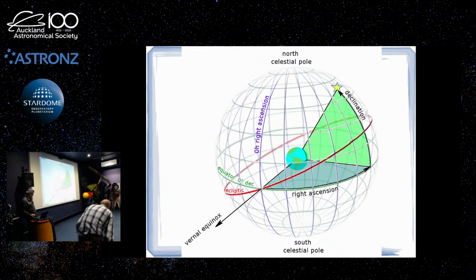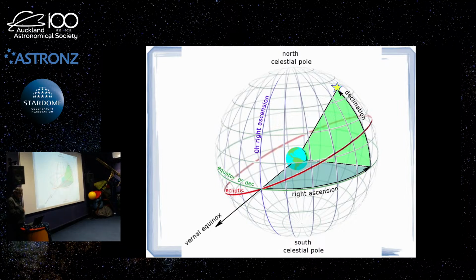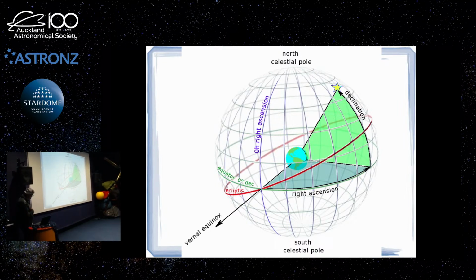And this is because a catalogue isn't really much use unless you can locate things on the sky that it's talking about, stars and so on. So this is one of the key things to understand. And astronomical catalogues refer to a position of objects in right ascension and declination.